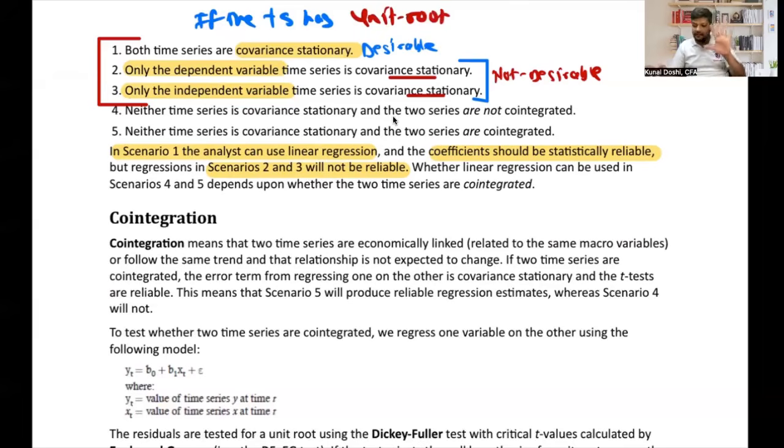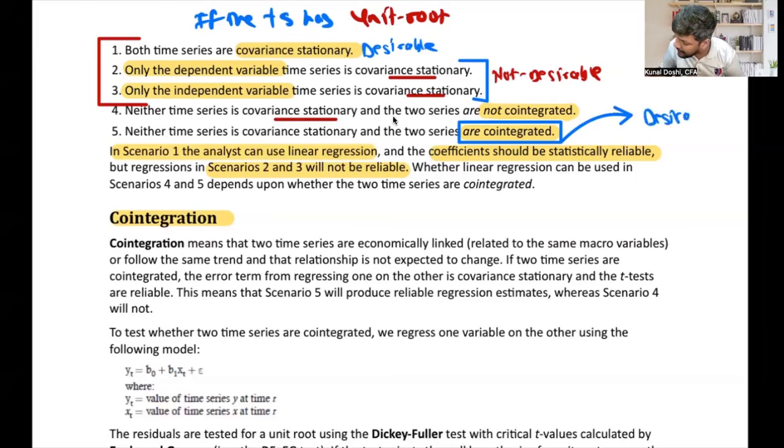But now look at the fourth and the fifth, for which we'll have to understand this concept called co-integration. Neither time series is covariance stationary, neither X nor Y, and the two time series are either not co-integrated or they are co-integrated. What is the meaning of co-integrated? First, we'll understand that, but focus on they are co-integrated. If they are co-integrated, even before we read what co-integration is, I will say then it is desirable. But if they are not, then it is not desirable. So therefore, it is important to understand what co-integration is.